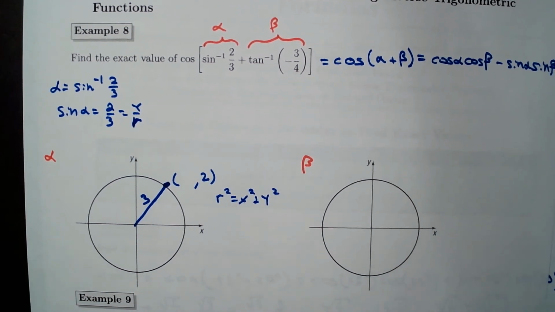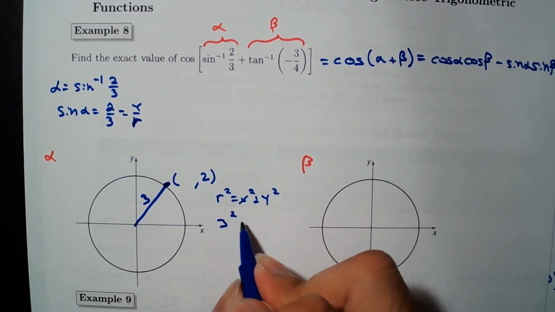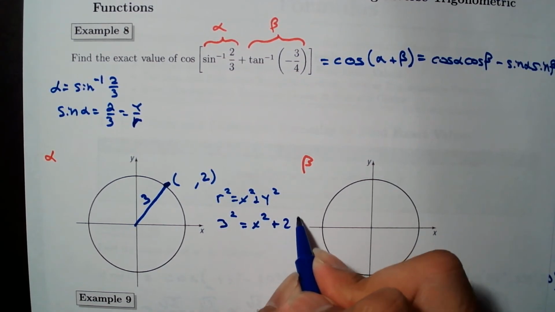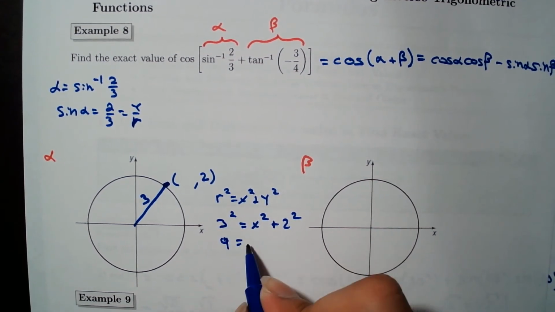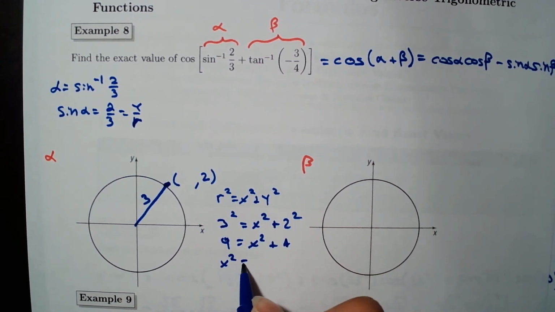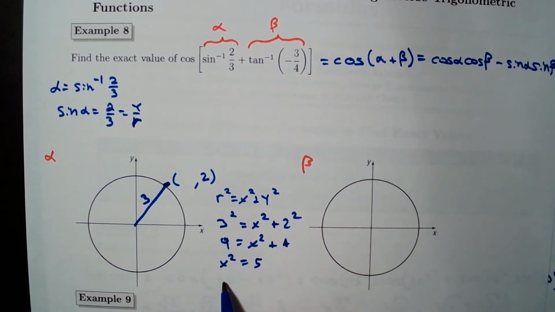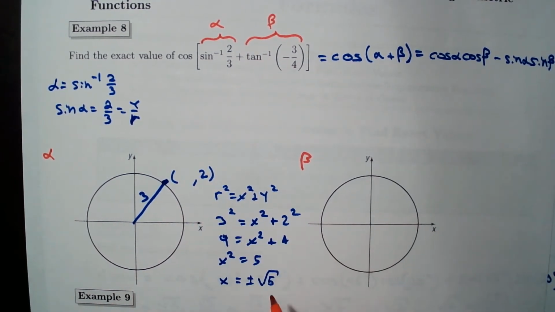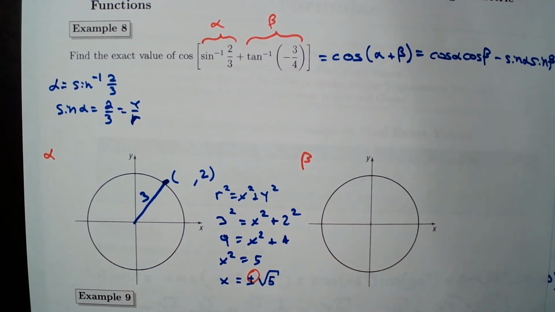Okay, and then r is given. 3 squared equals x squared, what we want to find, plus y squared, which is 2 squared. 3 squared is 9, x squared plus 4, and then x squared equals 9 minus 4, that's 5. X equals plus or minus the root of 5. Okay, yes, we're being a little bit strict in the theory of solving quadratic equations, but in the end, because we are in the first quadrant, we take the positive.